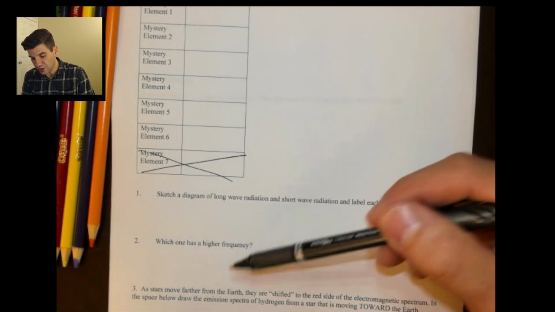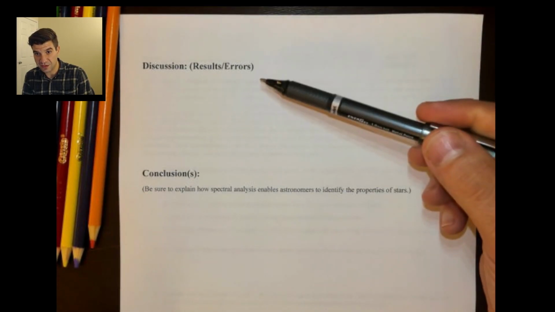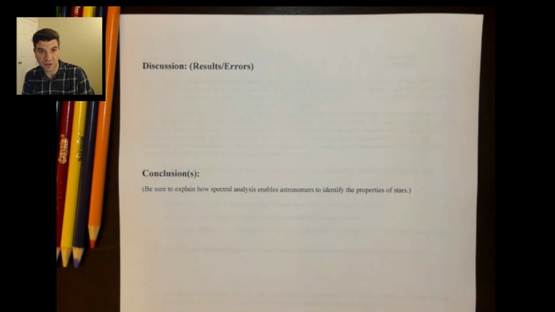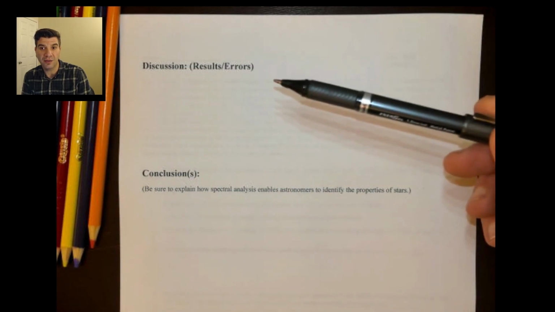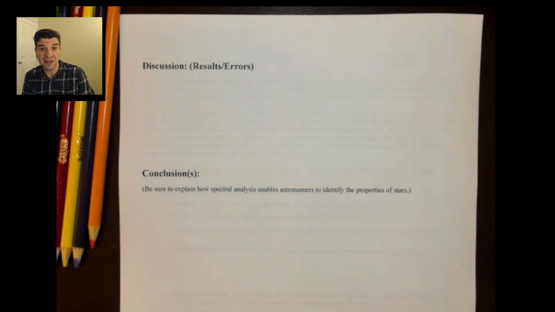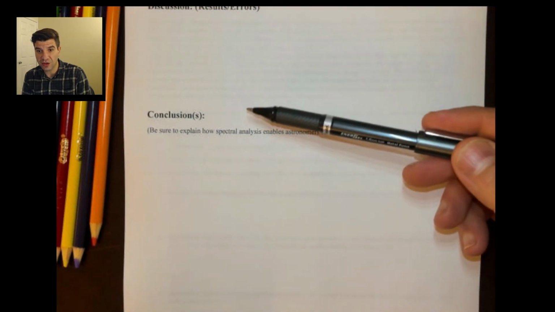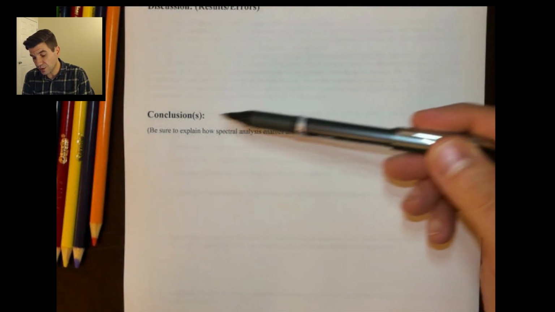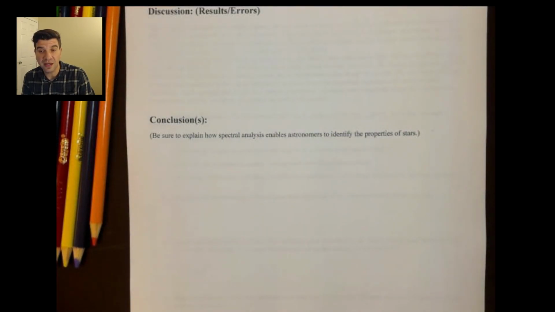Then you have a couple questions down here that you'll be able to answer yourself. You have a discussion of results and errors, so anything that you did wrong would go there, and what you gleaned from this, what kind of information you can get from doing this. Then you're going to have to write a quick conclusion. Be sure to explain how spectral analysis enables astronomers to identify the elements in stars.